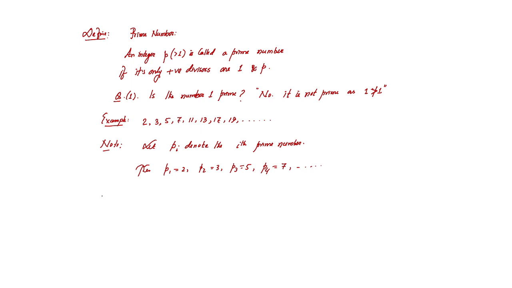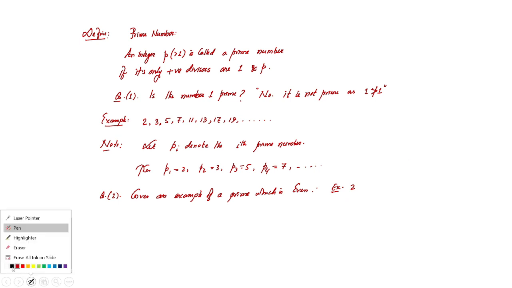Now someone asks you to give an example of a prime which is even. So obviously your example will be 2. So 2 is the only prime which is an even number, and all other primes will be odd.